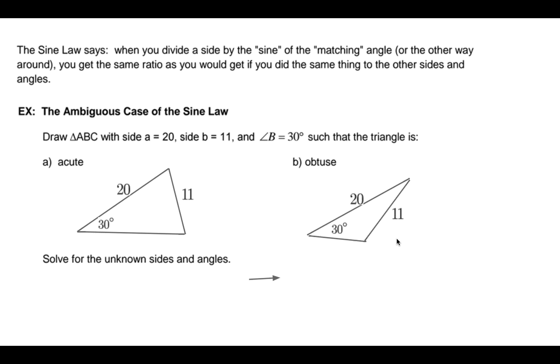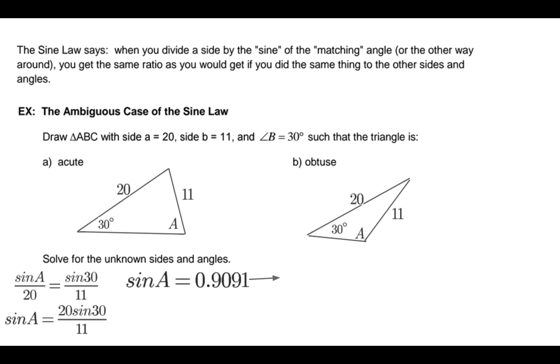But if you use the sine law to solve for the only thing you can solve for, this angle, you can say that sine A over 20 is sine 30 over 11. And over here, you say the same thing. Sine of A over 20 is sine 30 over 11. It's no different. And when you solve for it, multiply both sides by 20. Multiply sine 30 by 20 and divide by 11. You get 0.9091. And so that actually gives you, when you do the sine inverse, 65.38 degrees.